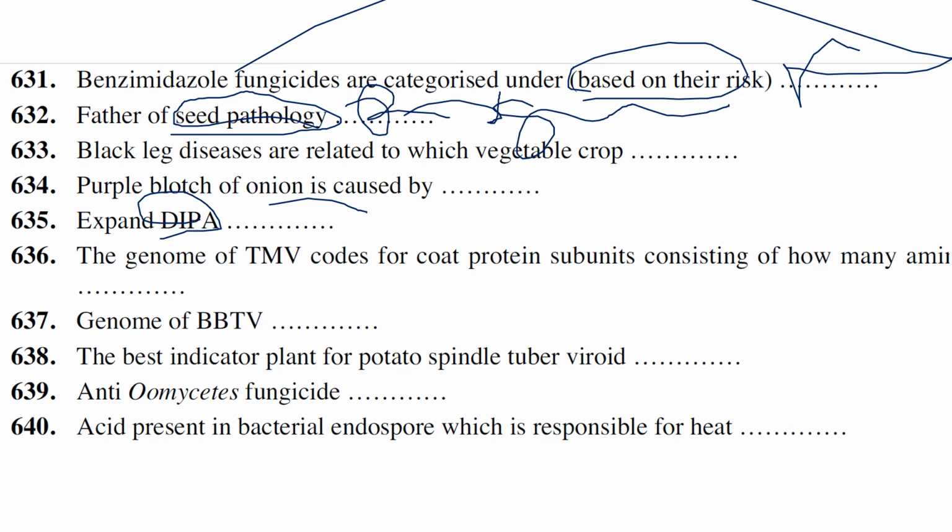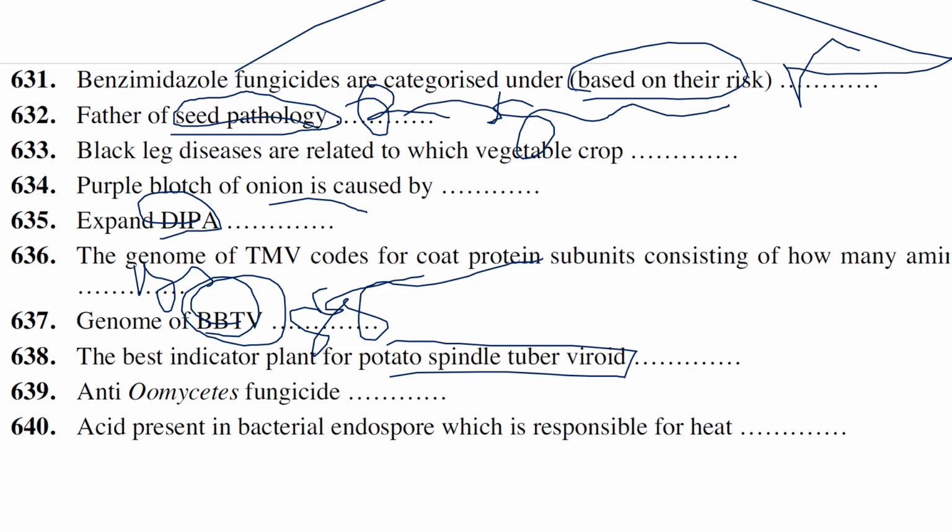TMV coat protein contains 158 amino acids, 2130 capsomere protein subunits, and 6400 nucleotides, right? And the genome of BBTV, banana bunchy top virus, is composed of single stranded DNA. The best indicator plant for potato spindle tuber viroid, which is reported to be the first plant viroid, reported by Diener and Raymer in 1971, is tomato. Tomato is the best indicator plant.